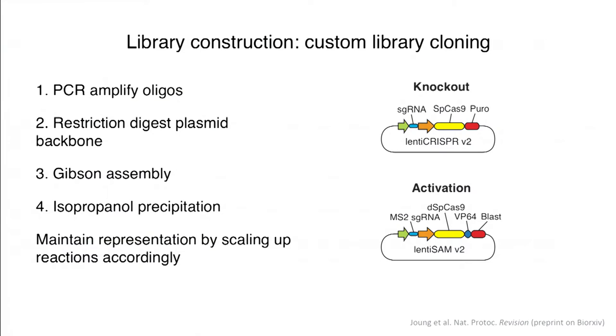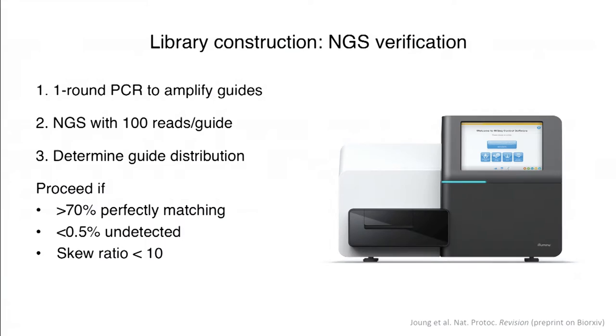product with Gibson assembly, and then do an isopropanol precipitation before introducing the pool of Gibson reaction. And it's very important throughout this process to maintain representation of your screen by scaling up accordingly. And we have a table for how to scale up based on how many guides are in your library in the protocol.